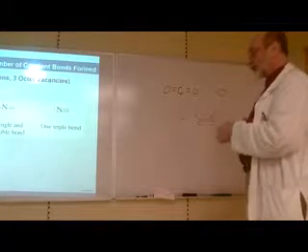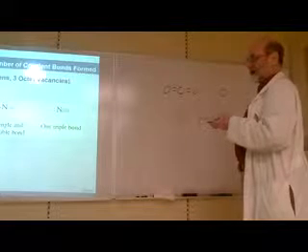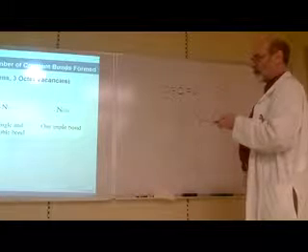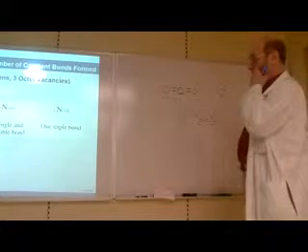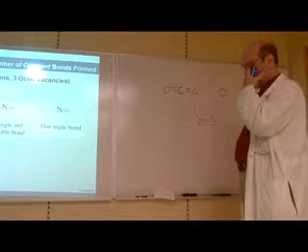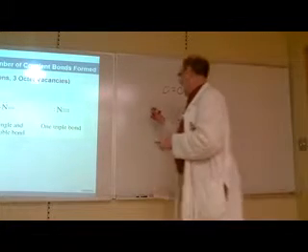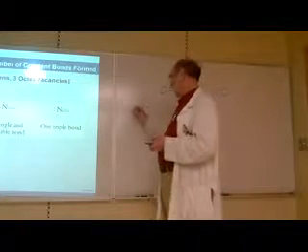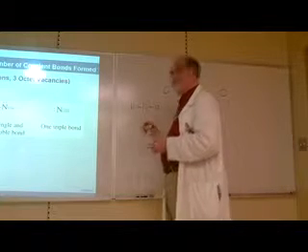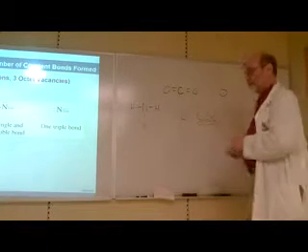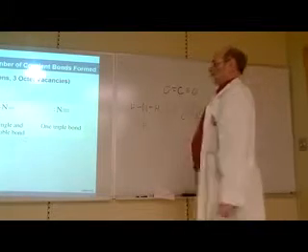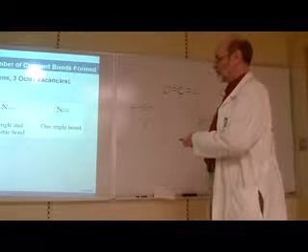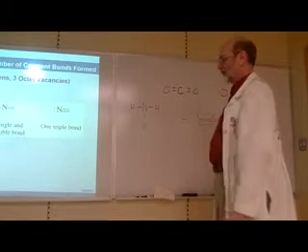Nitrogen tends to form three single bonds, or a single and a double, or a triple. But it forms the three bonds in some form or fashion. If it forms bonds like this, a good example of that is ammonia. Okay. Well, this one, of course, the dinitrogen would give you that one.